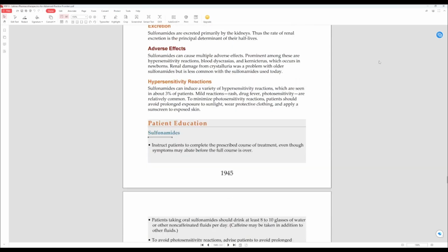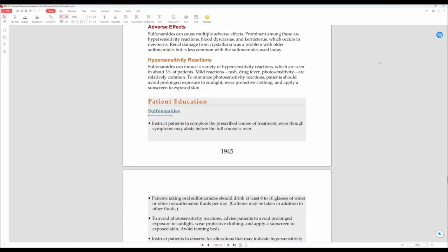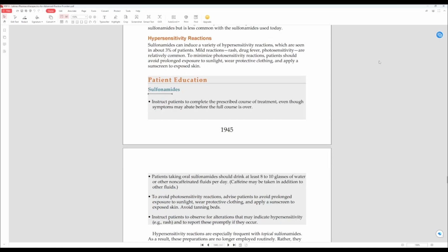So, let's touch on some hypersensitivity reactions then. Sulfonamides can induce a variety of hypersensitivity reactions, which are seen in about 3% of patients. Mild reactions, including a rash, drug fever, and photosensitivity, are relatively common. To minimize photosensitivity reactions, patients should avoid prolonged exposure to sunlight, wear protective clothing, and apply sunscreen to the exposed skin.